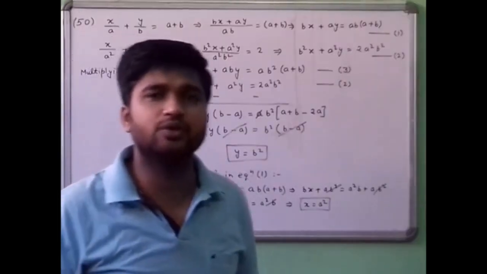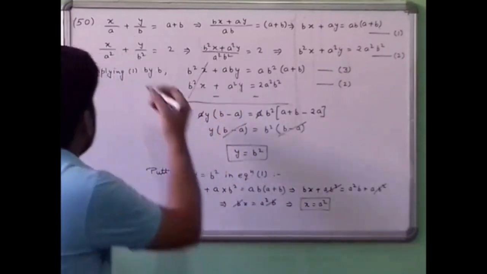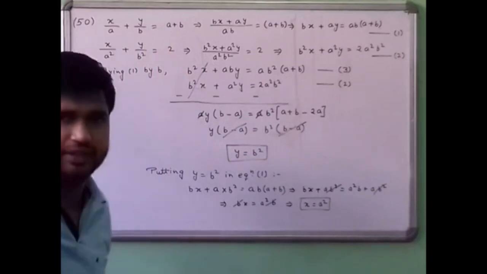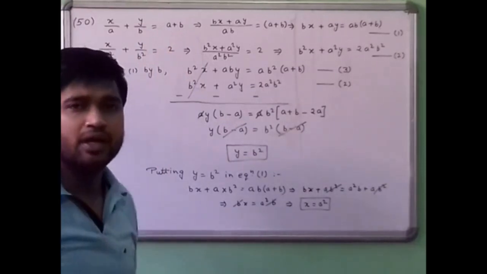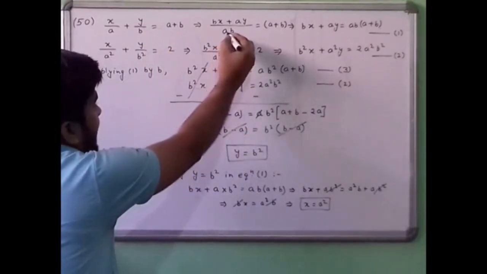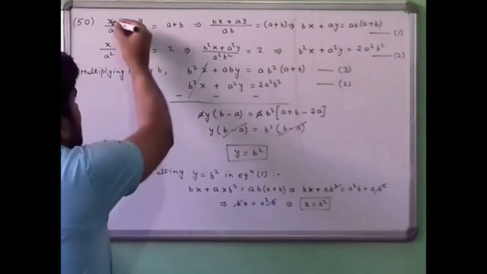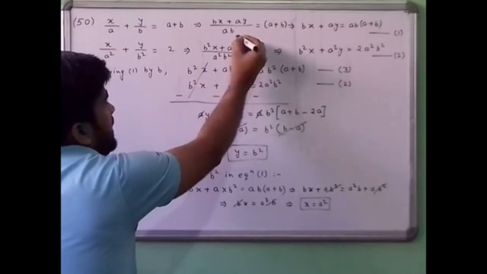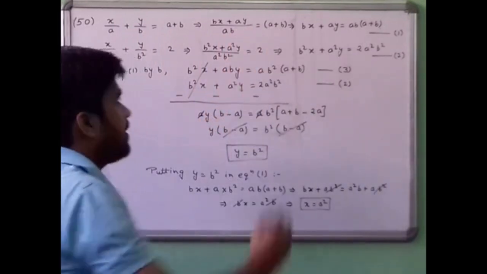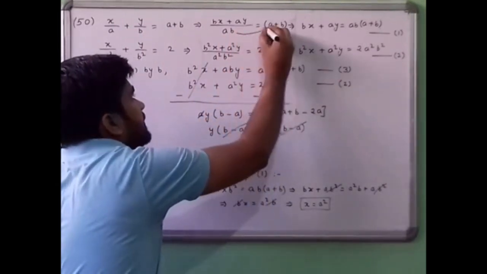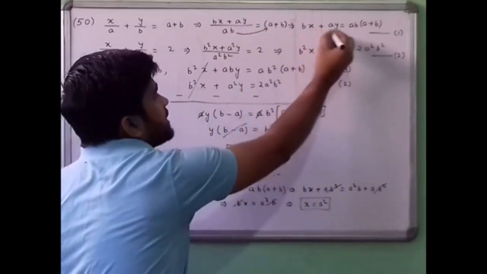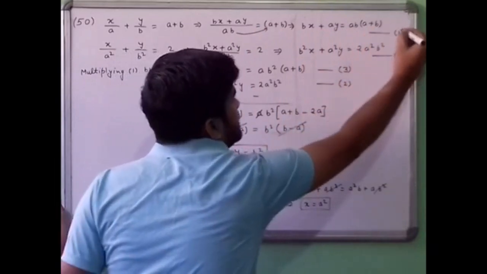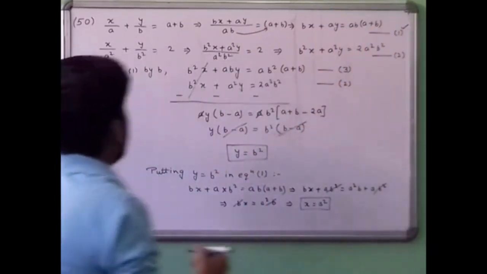Today I will explain you question number 15. Question is x upon a plus y upon b is equal to a plus b. Firstly we take the LCM. So we write ab, b multiplied by x, a multiplied by y, bx plus ay upon ab is equal to a plus b. By cross multiplication we write bx plus ay is equal to ab multiplied by a plus b. This is equation number 1.